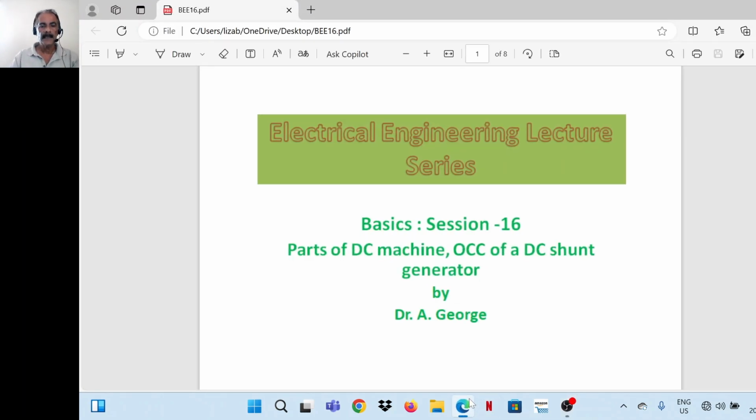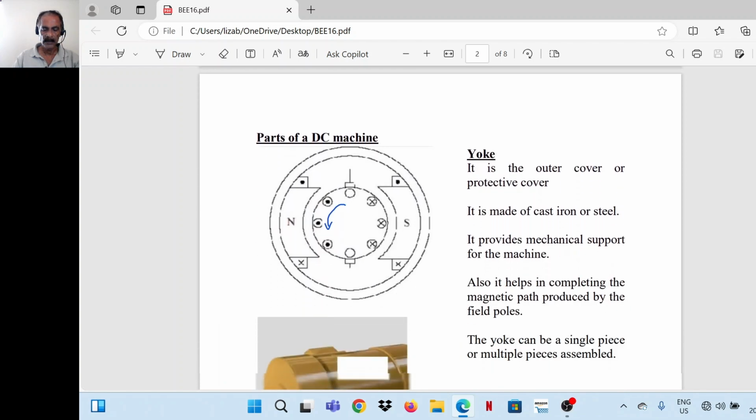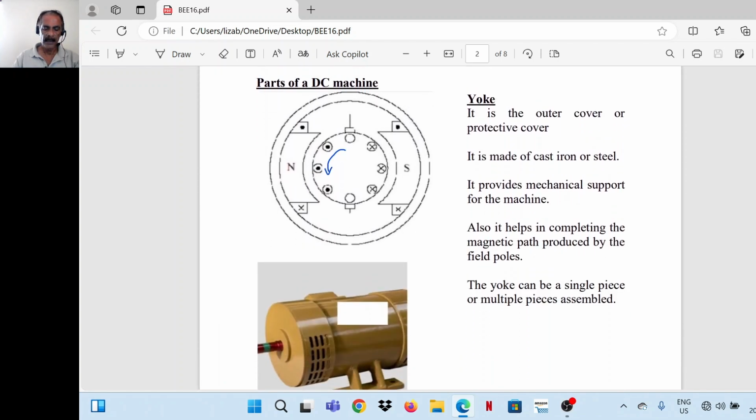So this is session 16. In this session, parts of DC machine and OCC of a DC shunt generator are the topics covered. So see the figure, this is a DC machine. The outermost part of the DC machine is called the yoke. So here in this figure I will mark, this is the yoke of the machine.